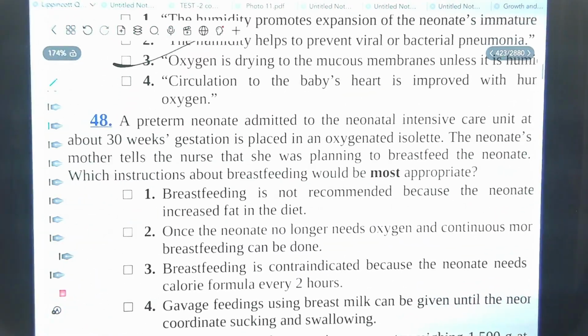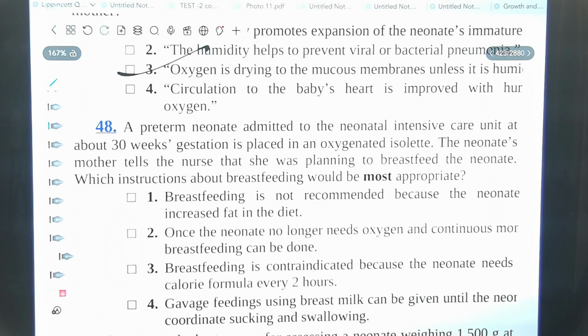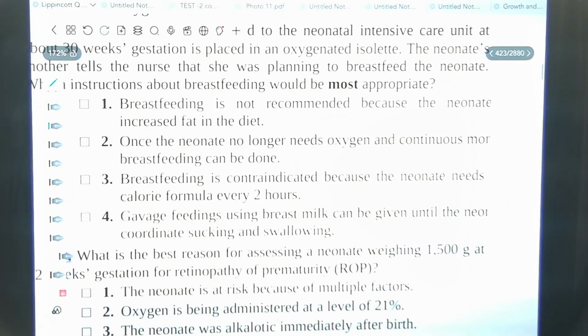Next question 48. A preterm neonate is admitted to a neonatal intensive care unit at about 30 weeks of gestation and is placed in an oxygenated isolette. The neonate's mother tells the nurse that she was planning to breastfeed the neonate. Which instruction about the breastfeeding would be most appropriate? So choose the right response.